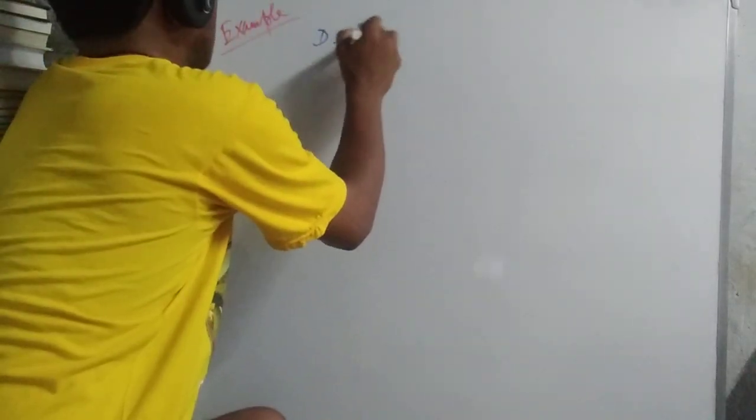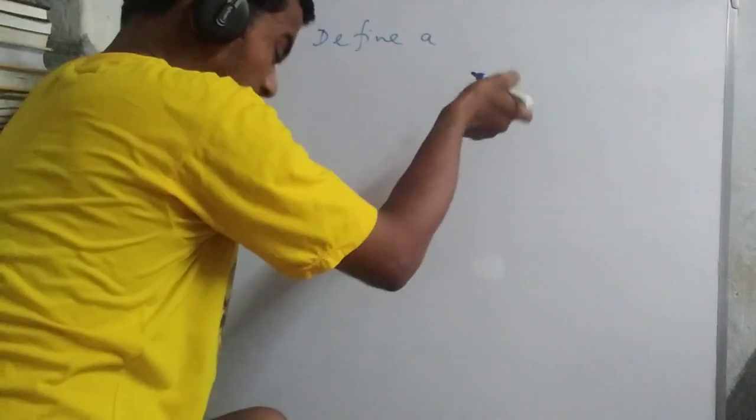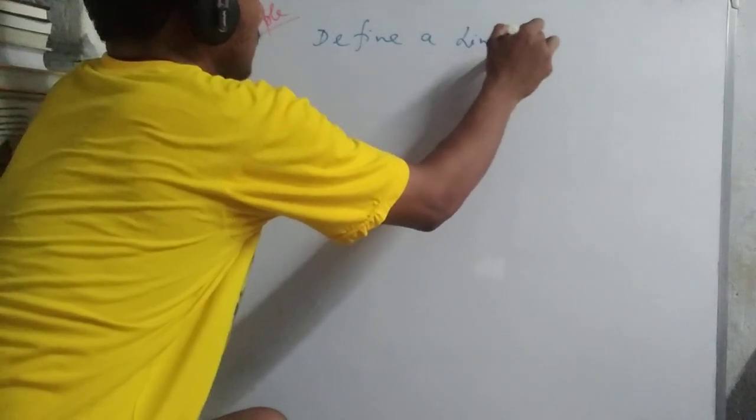Today I discuss one important topic related to linear transformations. We also discuss the null space of T and the range of T. Today we start with one example related to that. Okay, example. We also discuss one important linear transformation. Define a linear transformation.